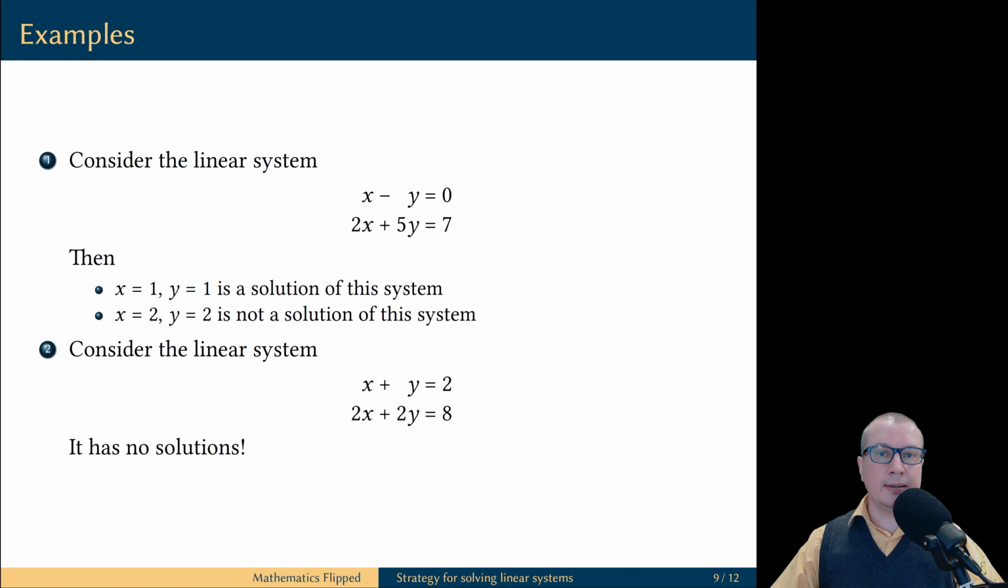Do you see why? If you have values of x and y that satisfy the first equation, then 2x plus 2y will have to be equal to 4. It will never be equal to 8. And therefore, these two equations share no common solutions. And in this case, we say that the system has no solutions and its solution set is empty.